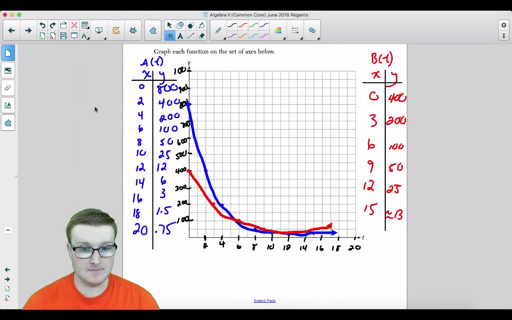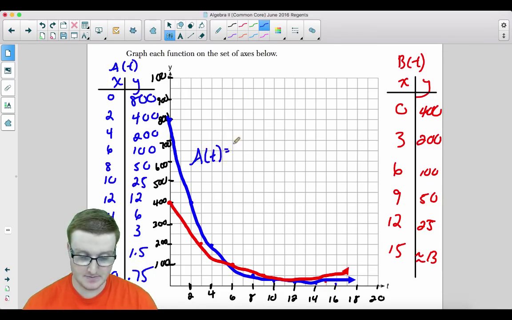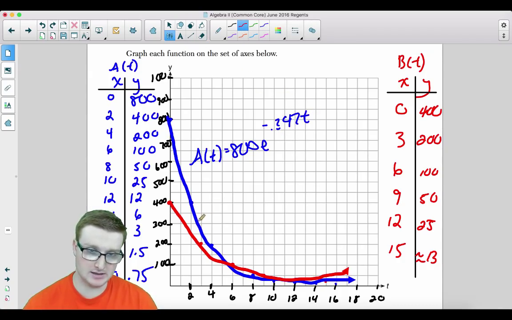Okay. So that's how you... If I can zoom in correctly. Okay, so that's how you do that part. Label it, please. A of t equals 800 e to the negative 0.347t. And this over here, this is b of t equals 400 e to the negative 0.231t.